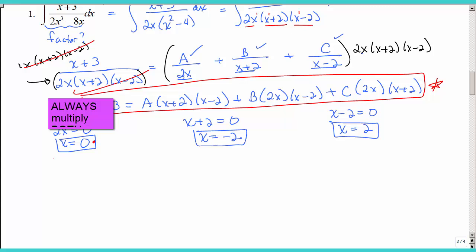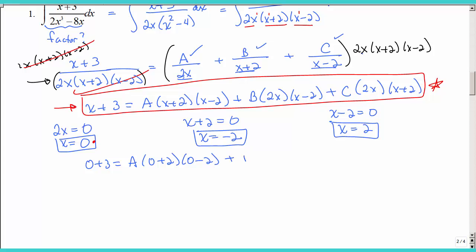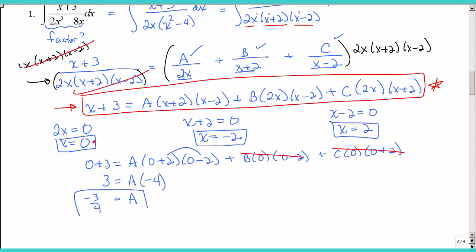And I'm going to first of all put 0 everywhere there is an x. So I'd have 0 plus 3. And what happens is that anything times 0 here and here goes away, and so we can just solve for a. So we'd have a times 2 times negative 2 is negative 4. So that gives me my first constant.